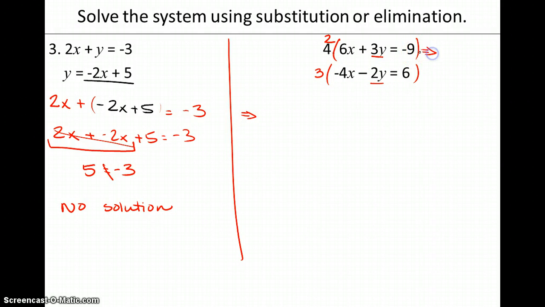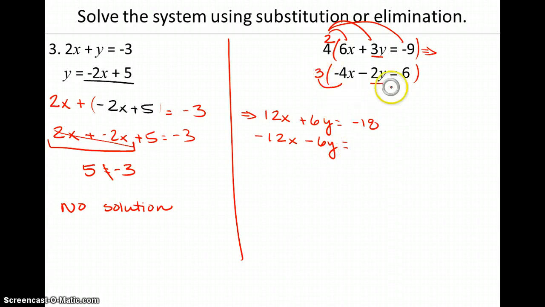For this top equation, 2 times 6 is 12x. 2 times 3y is plus 6y equals 2 times negative 9, which is negative 18. If you like to do the arrows, that's cool too. And then 3 times negative 4x is negative 12x. 3 times negative 2y is negative 6y. Equals 3 times 6. I'm sorry, that was 3 times 2. Bam, 3 times 6 is 18.